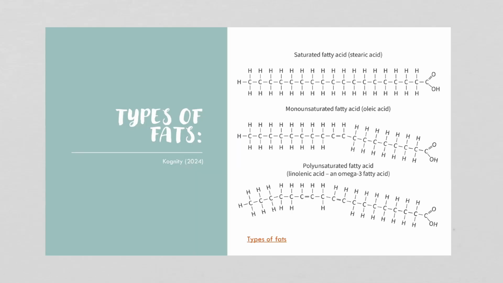So in this picture, there are 3 different types of fats being represented. The first one, saturated fat or stearic acid, has no double bonds. This one is a monounsaturated fat. So you can see right here, after that double bond, the chain bends and goes in a different direction. In this example, you see the chain going in multiple different directions because it's a polyunsaturated fatty acid. So the first one's stearic acid, then oleic acid, and then linolenic acid, which is an omega-3 fatty acid.